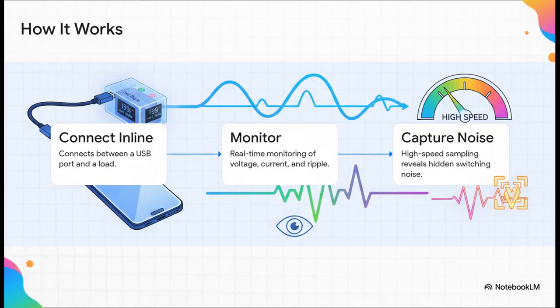And how it works couldn't be easier. You just plug it in between your computer's USB port and, say, your phone or an external drive. It immediately starts showing you the voltage, the current, and that all-important ripple number. But here's the real magic. It's high-speed sampling. A regular multimeter is way too slow to see these super fast fluctuations. This little guy, though, it's built specifically to catch that hidden electrical noise in the act.